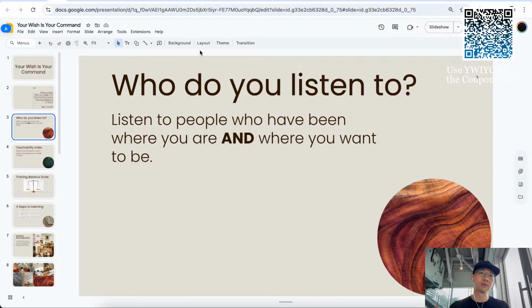Who do you listen to? Listen to people who have been where you are and where you want to be. Their current state: do you want to be in that particular state? Do you want to be where they're at? I know these are very, very harsh things to say sometimes, but I'm just bringing the truth. Listen to people who have been where you are and where you want to be, across the board. This could be people you're following on YouTube, or you are subscribed to different email lists. And these people really take you to the promised land.